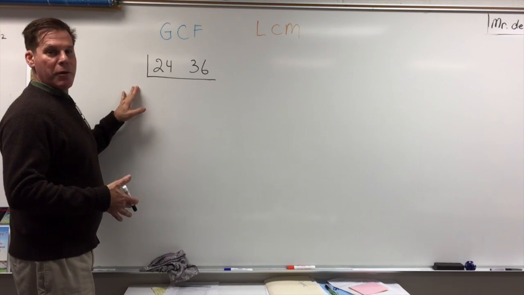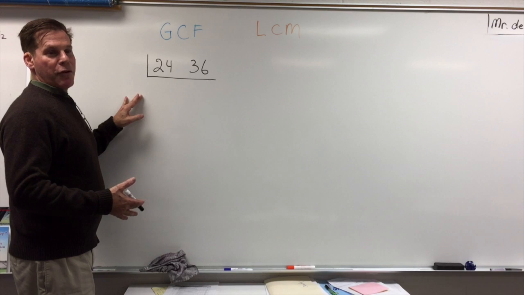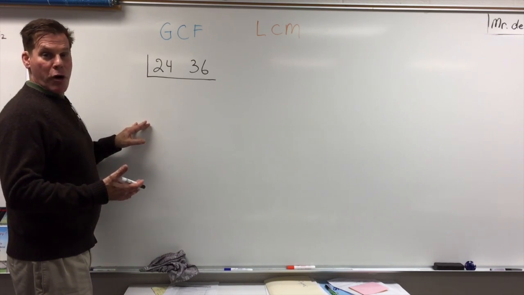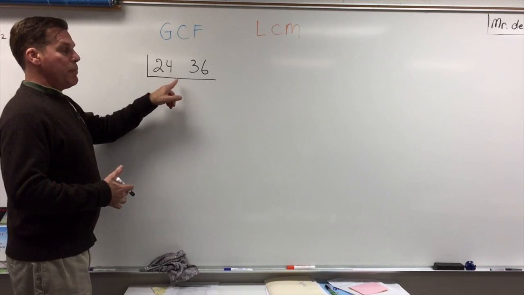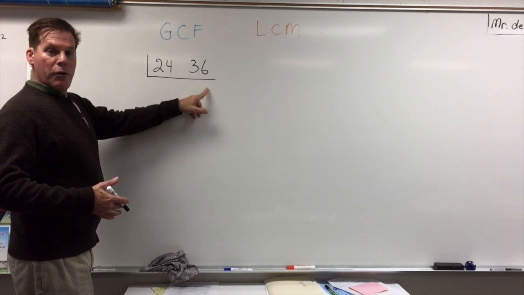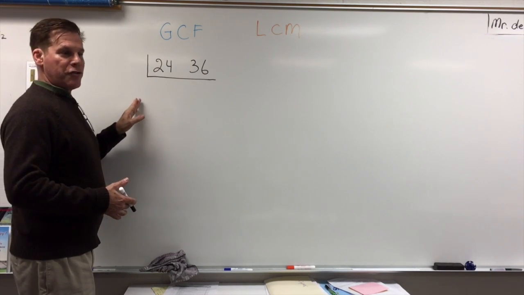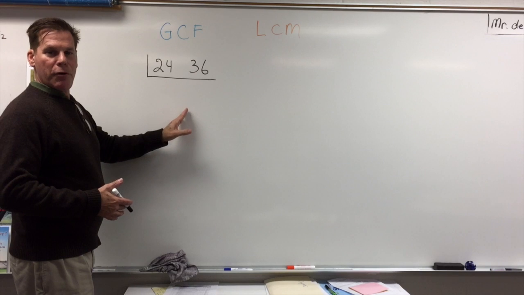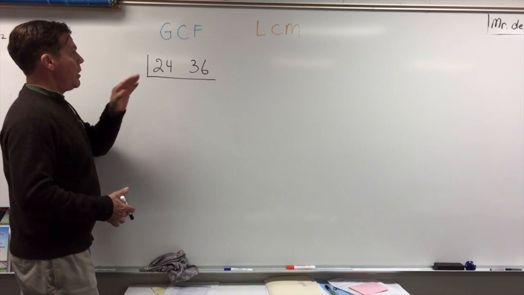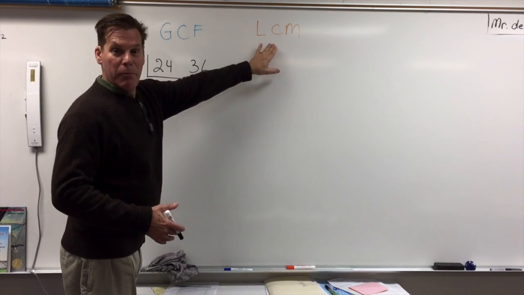Then we're going to go to the next prime number, which is 3. And after that, 5, 7, and so on. As long as I can divide both numbers by that prime number, we will continue. But once we've run out of prime numbers, that means we're done. And that will tell us our greatest common factor and least common multiple.